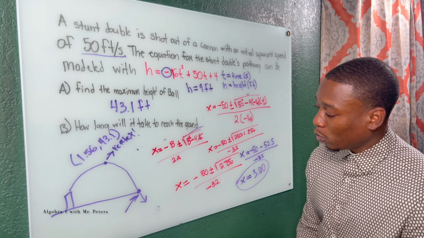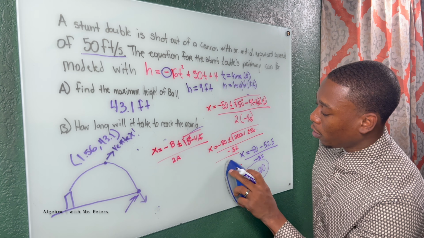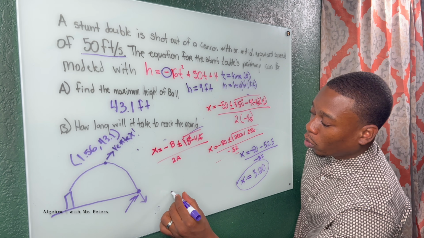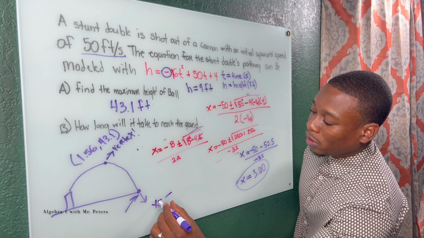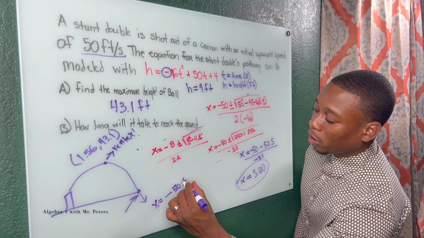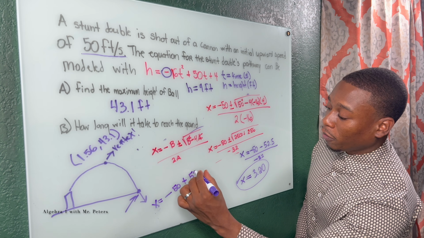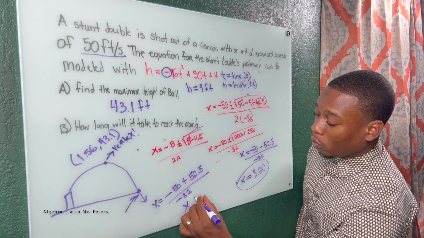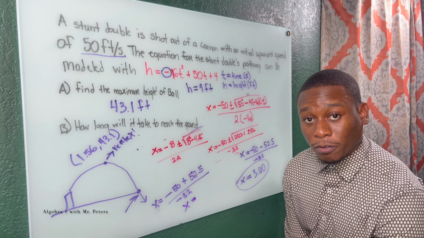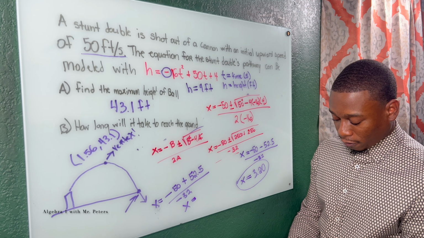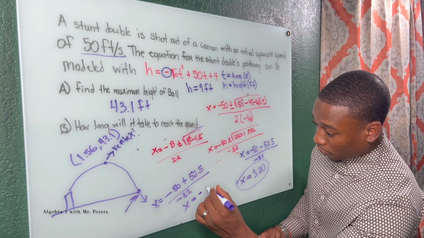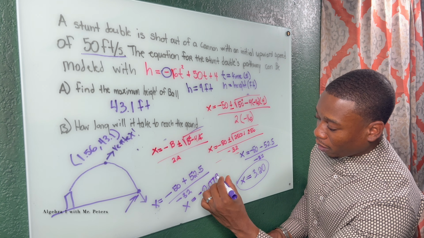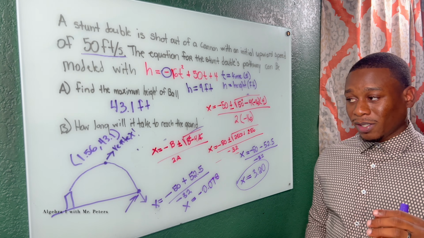So this is one of our possible answers. Now the next possible answer, let's erase this right here. We're going to do the opposite. So instead of negative 50 minus, we're going to do x is equal to negative 50 plus 52.5 all over negative 32. When we simplify this one step further, family, this is what we should get. So we're going to get negative 0.078.